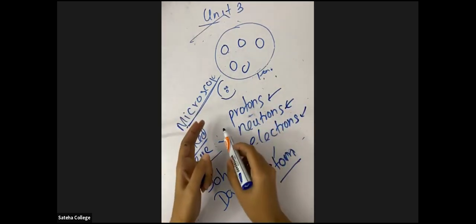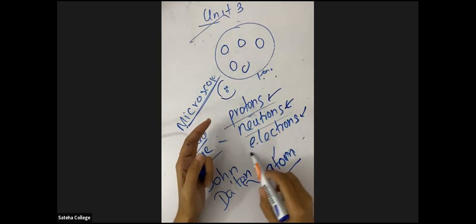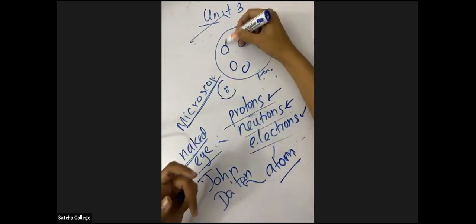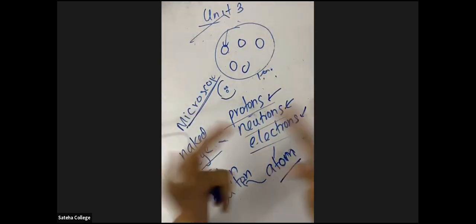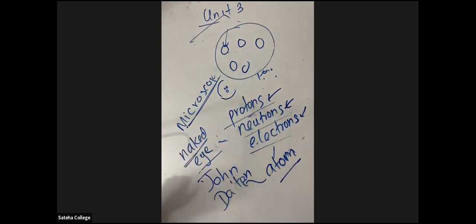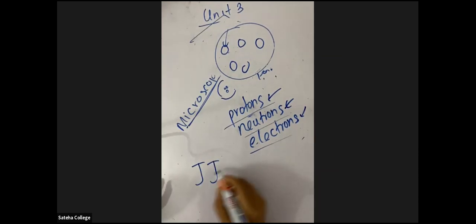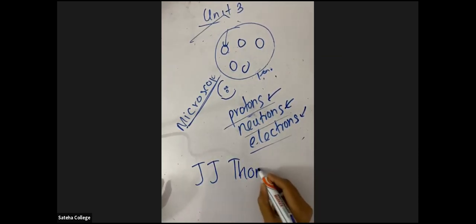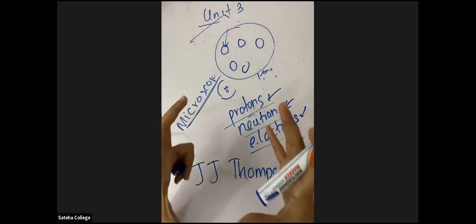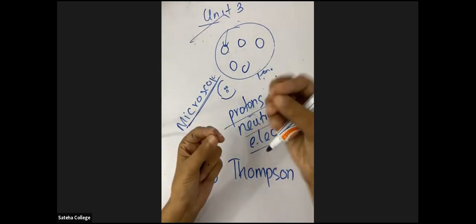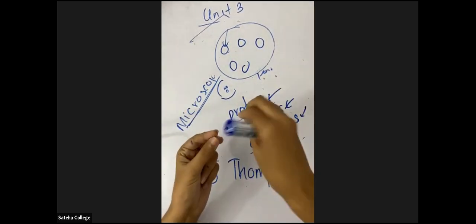Now they told you have protons, neutrons, and electrons, but you don't know how they are placed. You don't know whether you have protons here or neutrons or electrons. And then another scientist came. His name was J.J. Thomson. He said, okay, let's think about this. Now, I want to make a pudding. Inside this pudding, I should put the plums.